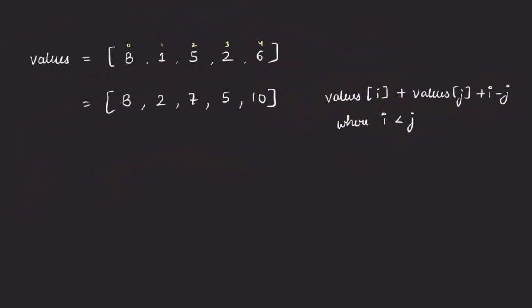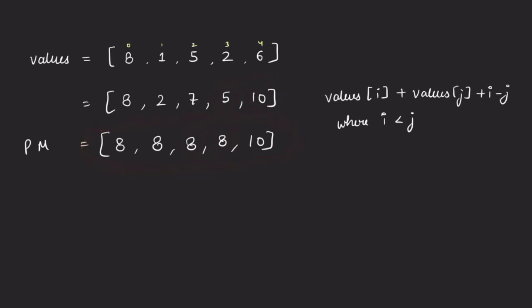Now I need to find the prefix maximum. Basically, for each index, I want to know the maximum value from the start till that particular index. So the first element will be copied as is. For the second element, we compare the value at the current index with the previous value in the prefix max. Out of these two, 8 is greater, so we will have 8 here. Then out of 7 and 8, 8 is greater. Out of 5 and 8, 8 is greater. Out of 10 and 8, 10 is greater. So this is my prefix maximum array.